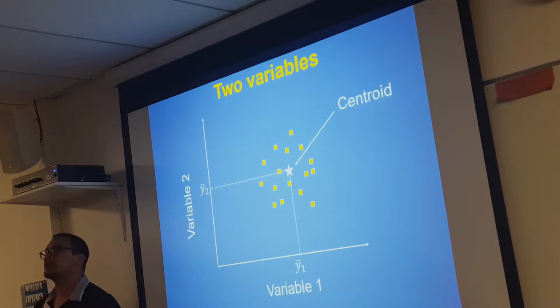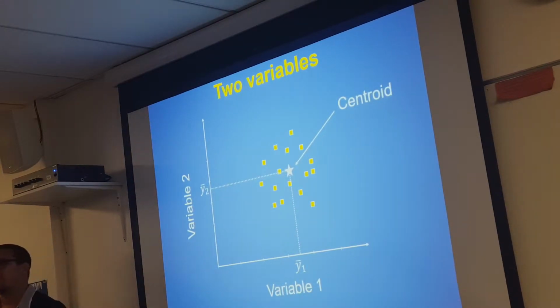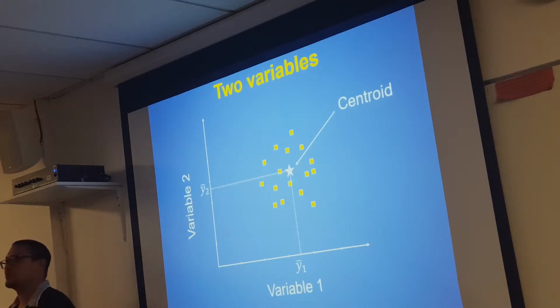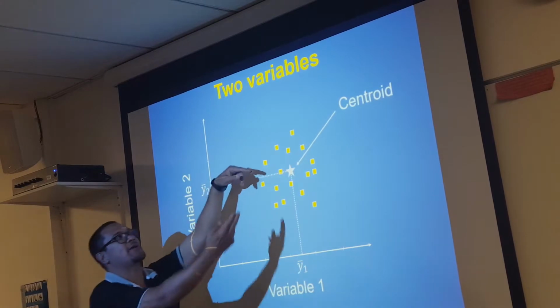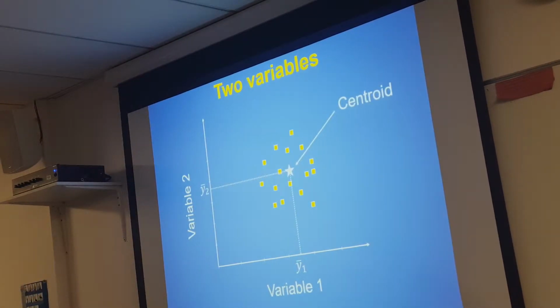This is one measure of the middle of the data cloud. It's directly analogous, a multivariate mean is all it is. So this is just the mean, and that's just the mean. Together they make the centroid in my higher dimensional space. You guys with me? Yeah?